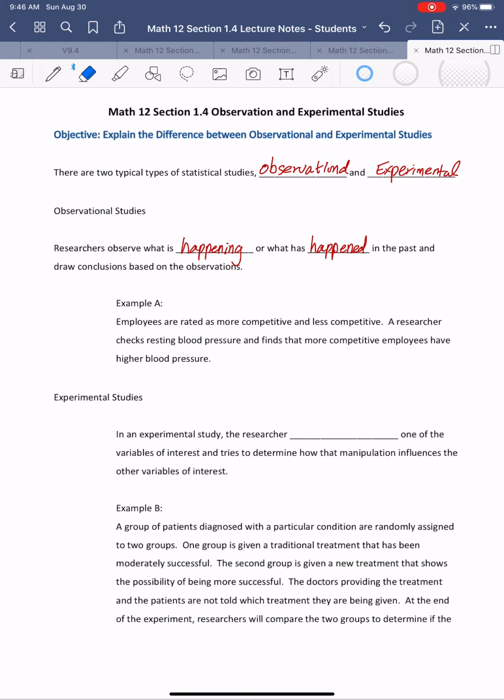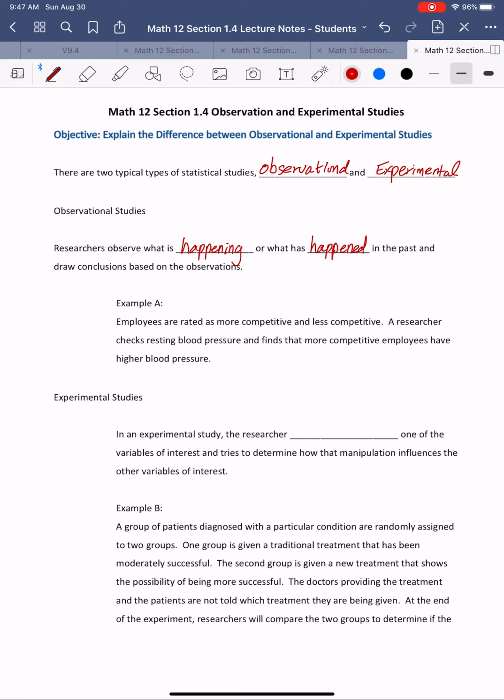Example A says that employees are rated as more competitive and less competitive. Researchers check the resting blood pressure and find that more competitive employees have a higher blood pressure. So the researcher watches the people who are more competitive or less competitive, and the people who are more competitive have higher blood pressure, perhaps because they get more stress.